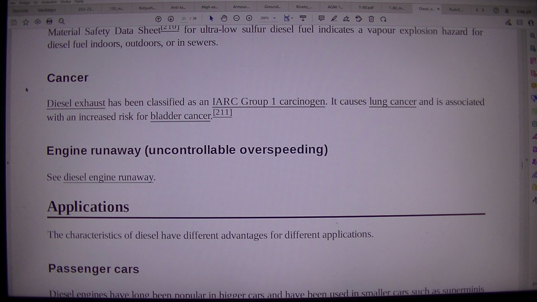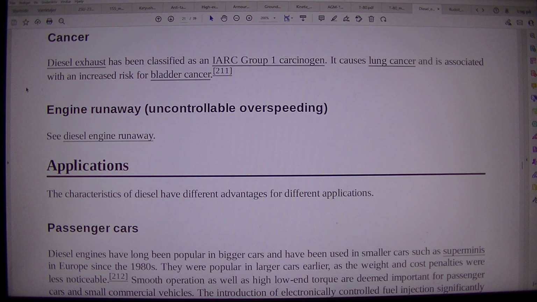Cancer. Diesel exhaust has been classified as an IARC Group 1 carcinogen. It causes lung cancer and is associated with an increased risk for bladder cancer. Engine runaway, uncontrollable overspeeding. See diesel engine runaway.